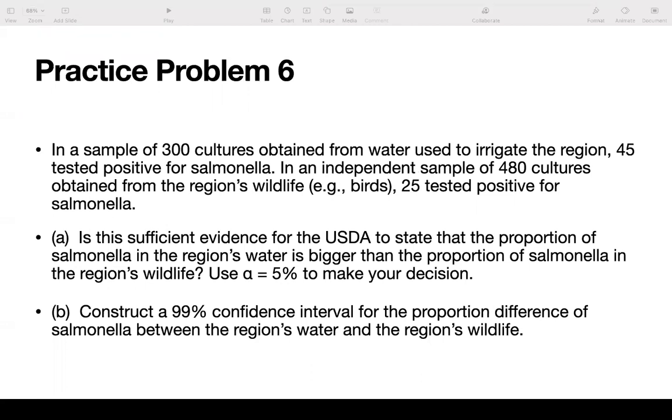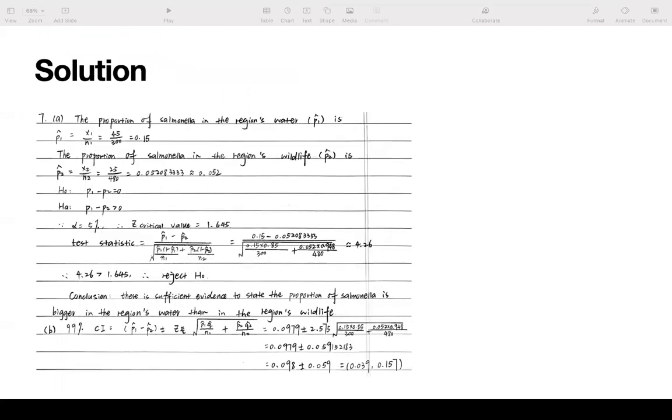I'll talk about the solutions now. So for part A, it asks, is there sufficient evidence to state that the proportion of salmonella in the region's water is bigger than the proportion of salmonella in the region's wildlife? And we can use alpha equals 5% to make our decision.